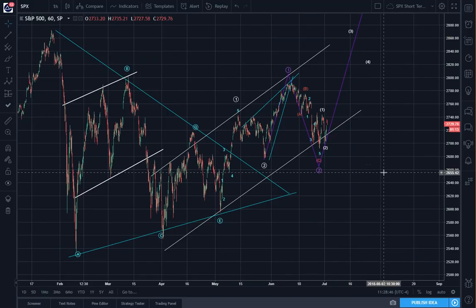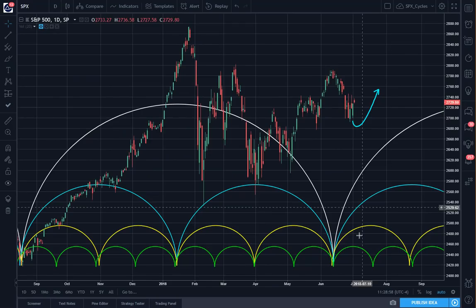I think we've got more upside to go. Even if we just go down to here, 2,600, let's say, this should still overtake it after it bottoms out. Did it bottom out here? I think so. If it didn't, it might bottom out here. I'm not a perma bull.